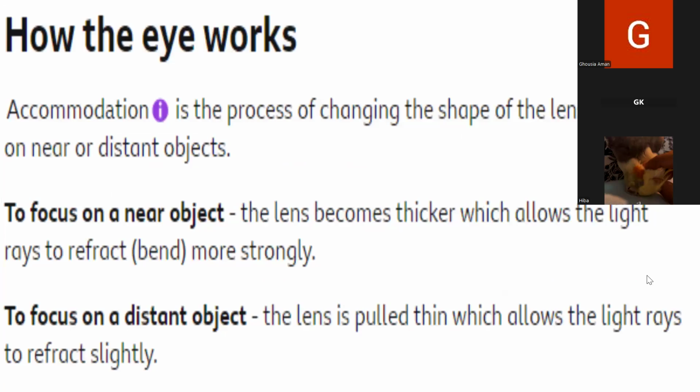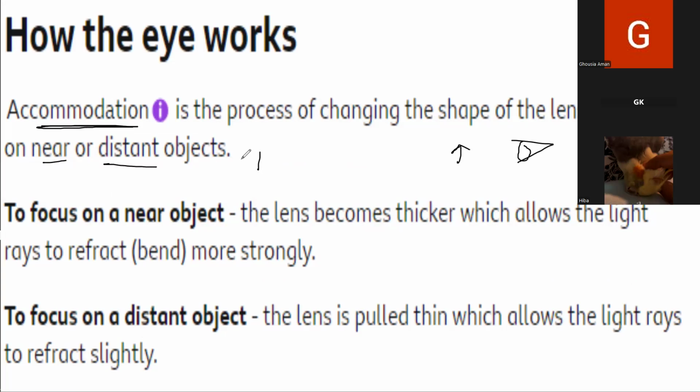Accommodation. What is accommodation? Accommodation is how you can see things clearly when the object is near or very far away from you. No matter whether you are looking at a near object or an object far away from you, how do you manage to make the image fall exactly over your retina? This process is called accommodation.